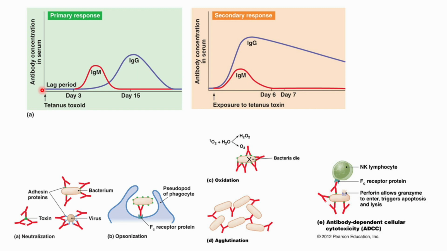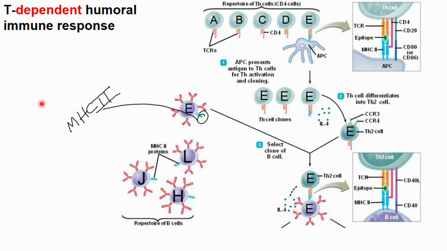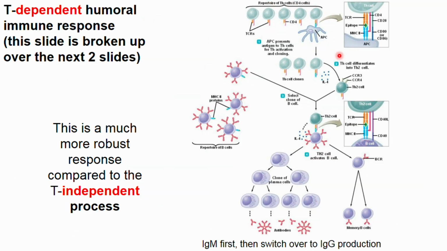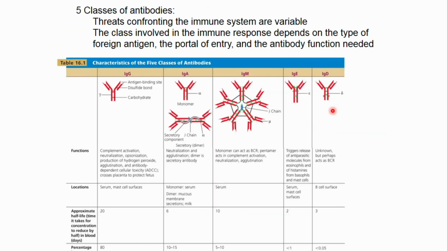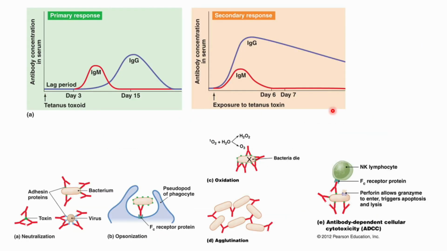And so there's a lot of reasons why there's a delay, but basically the first one that's made is IgM. What we're looking at on the y-axis is the concentration of a particular antibody in the serum. So first, through the process that we just talked about, all of this just happened. This happened once the tetanus toxoid was introduced into the person. It took a few days and then IgM was produced.